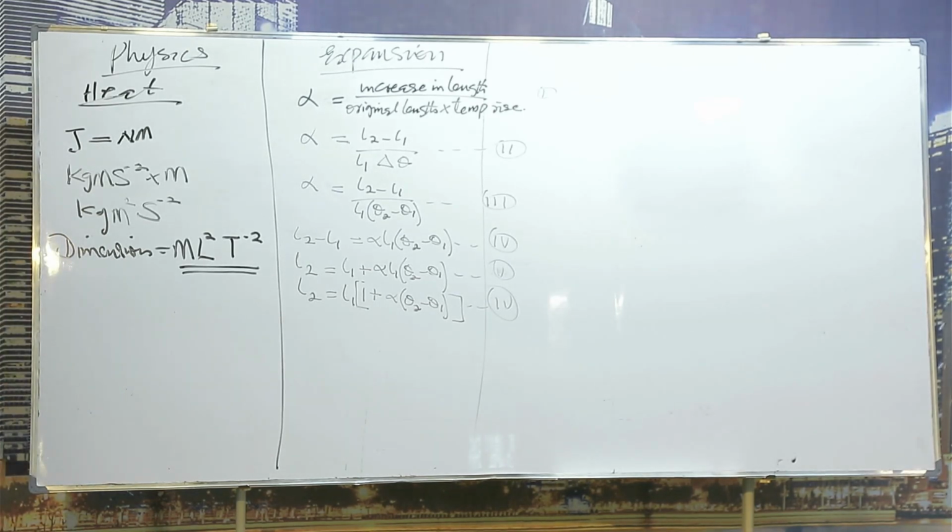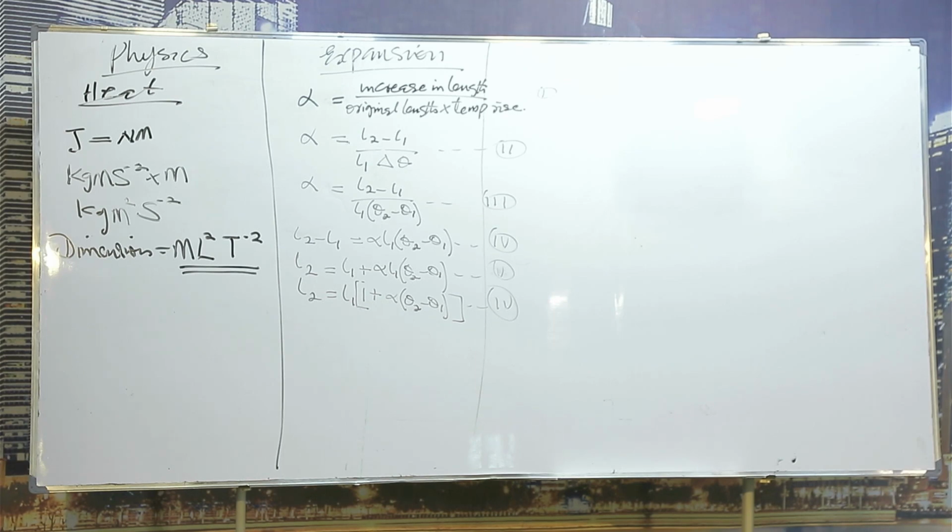There are 3 names I gave to it. One is what? Increase in length. Another one is what? Variation in length. Another one is what? Safety gap. That's all. Thank you. So we are through with this.